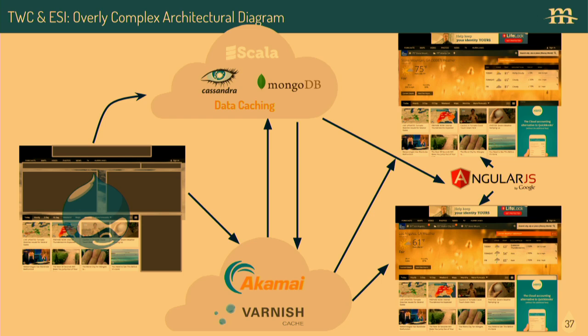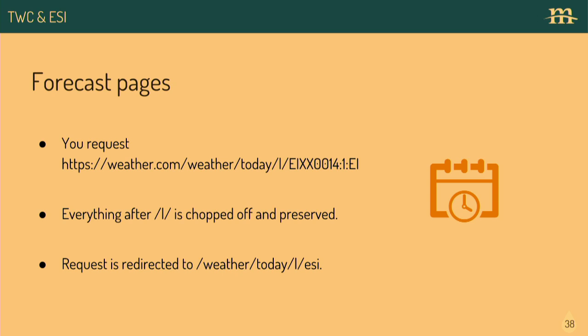Now, where ESI plays into all of this is what I'm about to show you. So, what actually happens when you make a request? This is an example URL for a today forecast page for Dublin. And what we do using Akamai rules is everything after that slash L slash, we chop off and preserve it as an ESI variable, and redirect everyone to the same request, weather slash today slash L slash ESI. So no matter where in the world you're making a request from, there's only one hit to origin that's coming down.